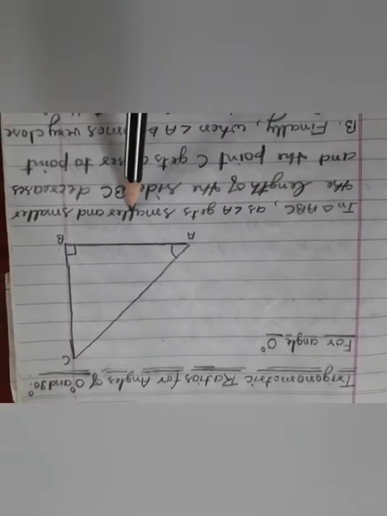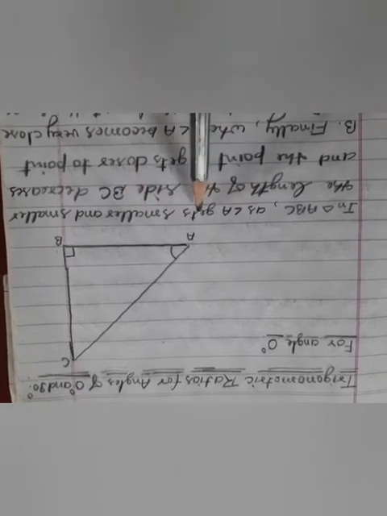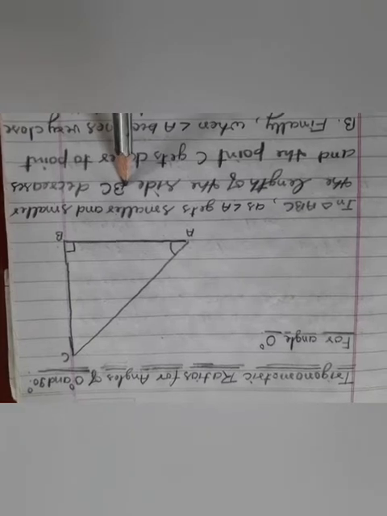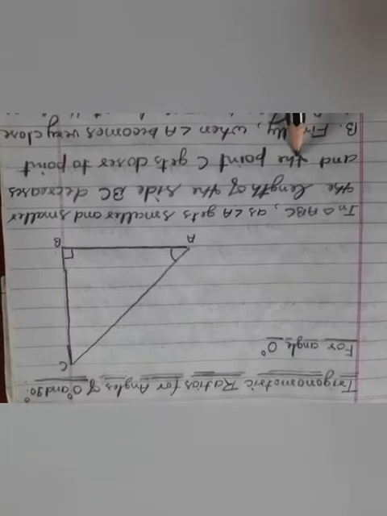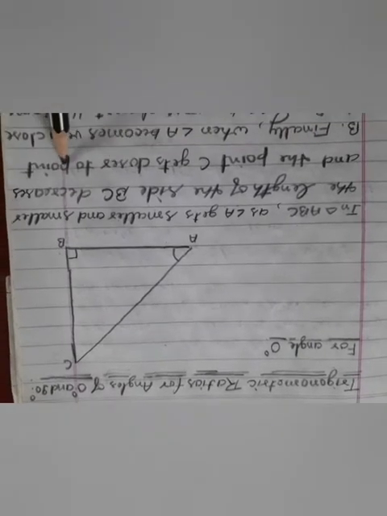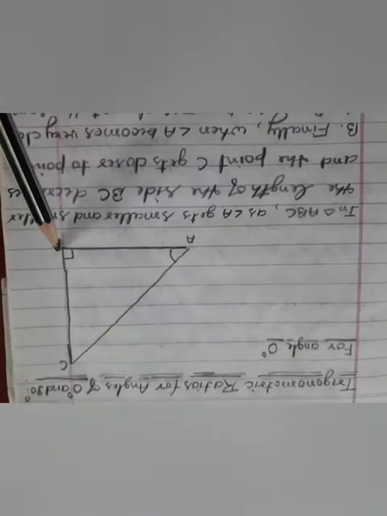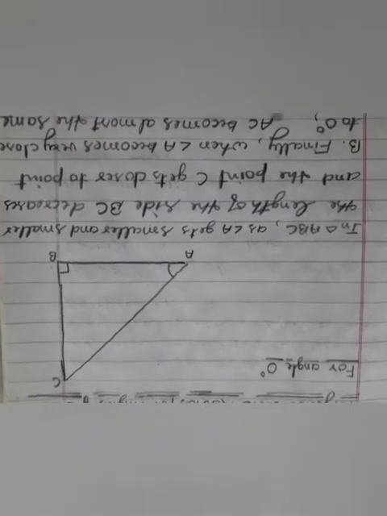Now look, in triangle ABC, as angle A gets smaller and smaller, the length of the side BC also decreases and the point C gets closer to the point B.